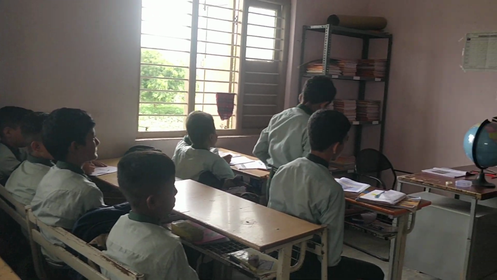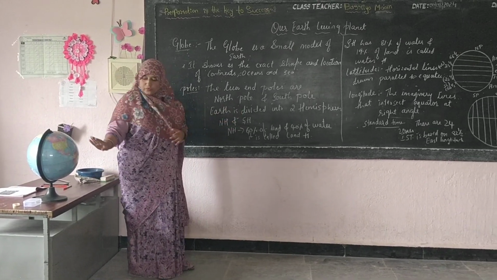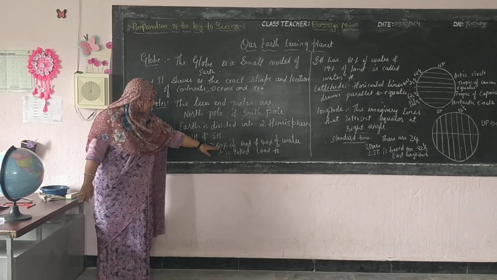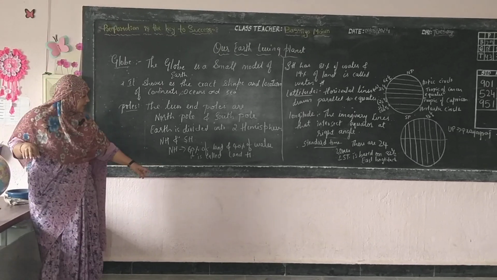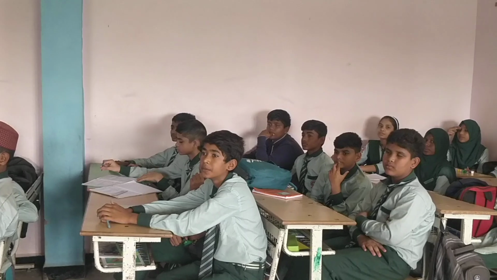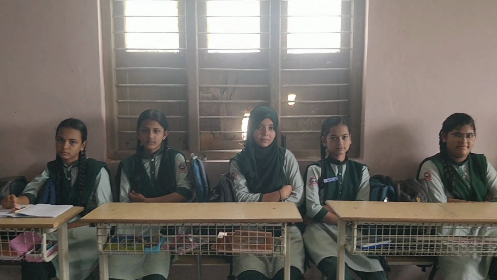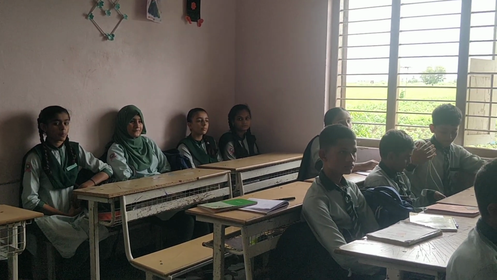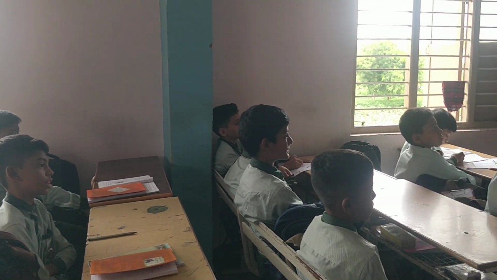Okay. The two end poles are the North Pole and the South Pole. Here we have studied Earth is divided into two hemispheres, the Northern Hemisphere and the Southern Hemisphere. Dear students, 60% of land is present in the Northern Hemisphere and only 40% is water. So the Northern Hemisphere is called the land hemisphere. Why? Because 60% of land is in the Northern Hemisphere.